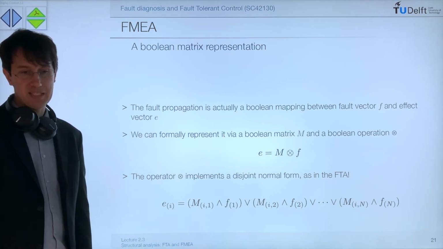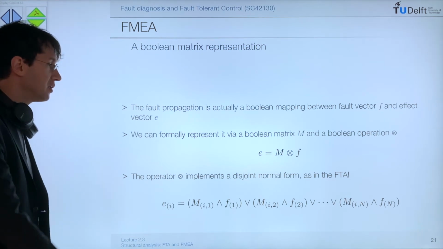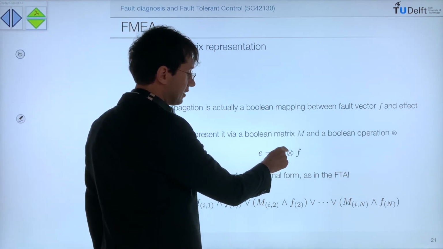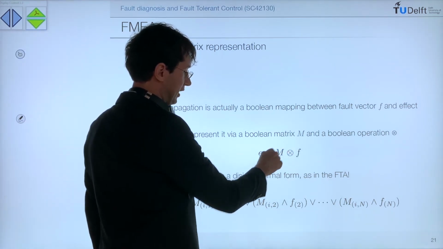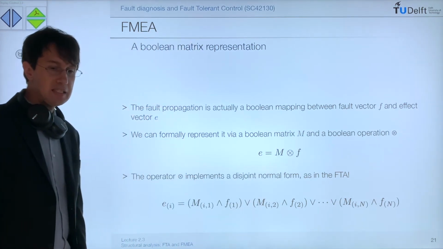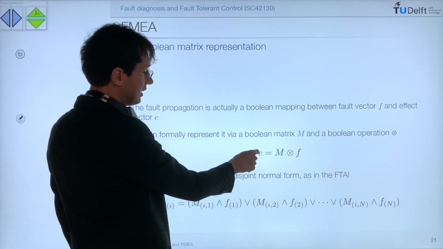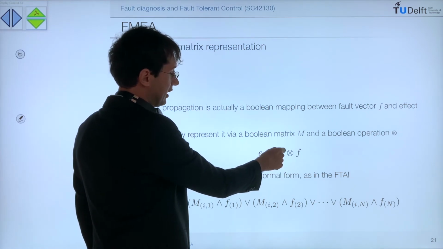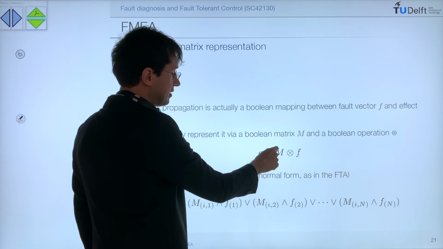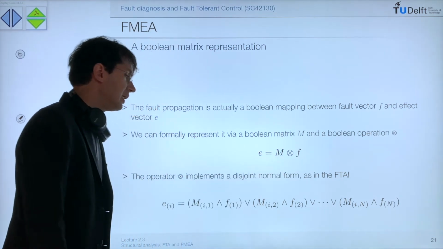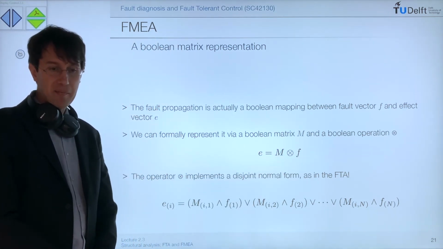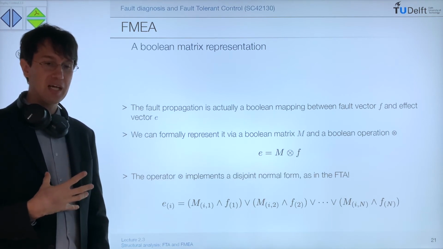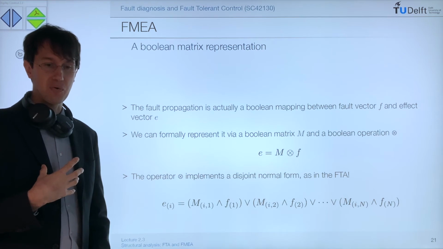We can represent this propagation using this Boolean operator that is a sort of multiplication. And it tells us that the effect vector E can be computed by doing this Boolean multiplication between the fault vector and this matrix M. This matrix M is the matrix that is encoding how faults cause effects.